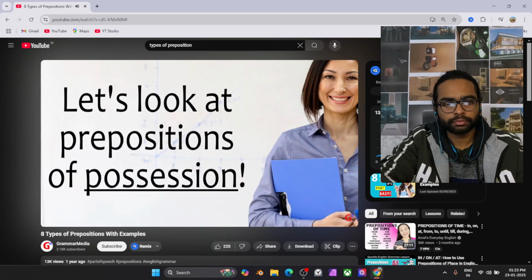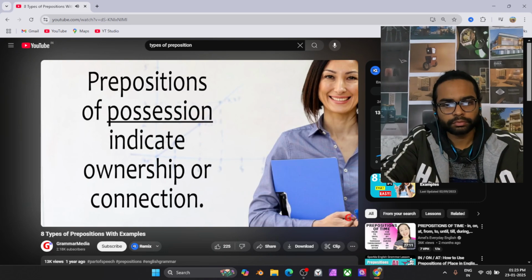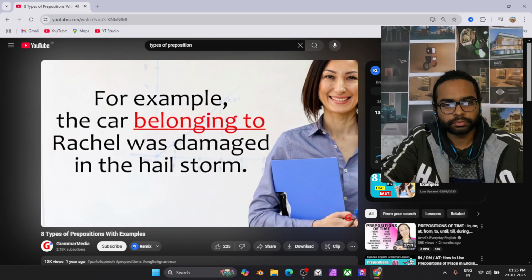Sixth, let's look at prepositions of possession. Prepositions of possession indicate ownership or connection. For example, the car belonging to Rachel was damaged in the hailstorm. Here we see that the preposition belonging to tells us the ownership of the car. It was the car belonging to Rachel that was damaged.